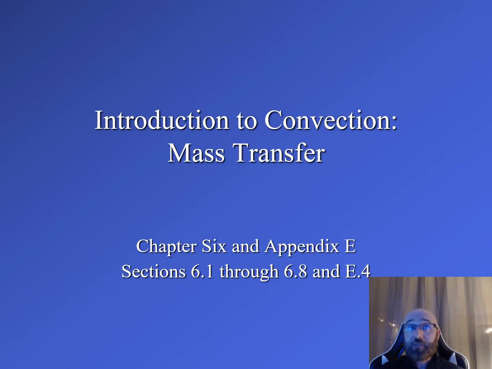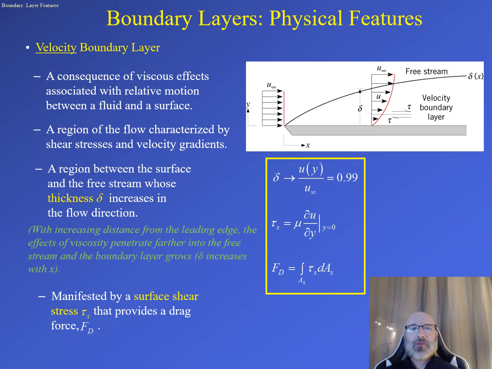So relating this to our textbook, again, this is going to be a review of our Chapter 6 material. This is going to be our Introduction to Convection, looking at mass transfer. So this is Chapter 6 and our Appendix E that we're going to be reviewing, Sections 6.1 through 6.8, and our Appendix E4.